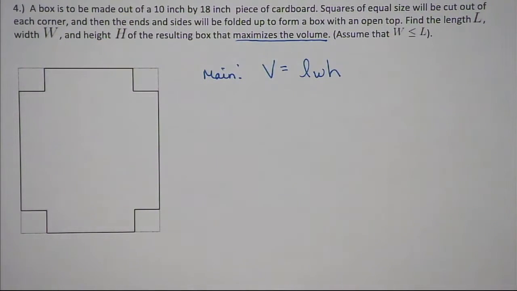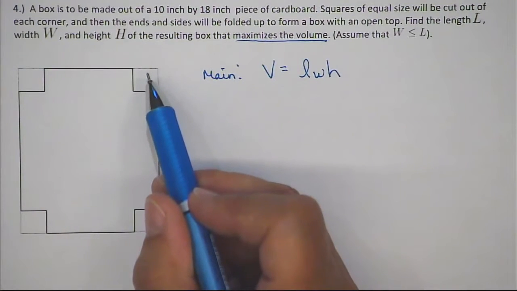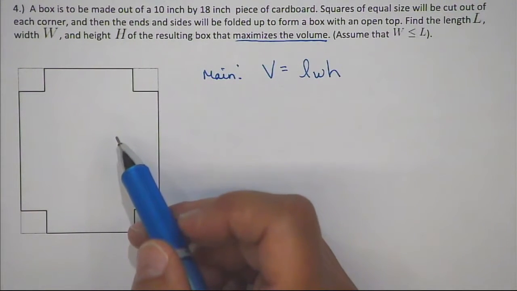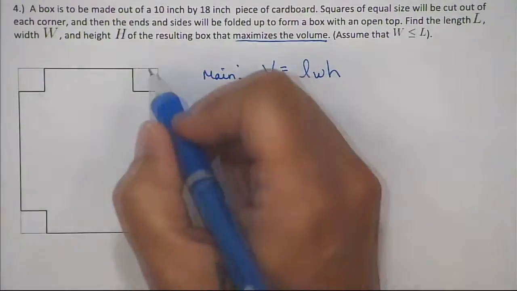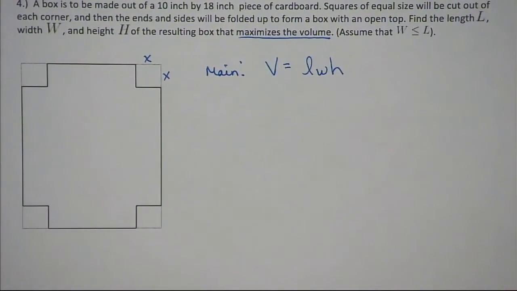Basically, we've got a piece of cardboard 10 inches by 18 inches, and we're going to cut a square out of each corner. We don't know how much we're going to cut out. We're trying to cut out the best size so that when I make a box, it has the maximum volume. It'll hold the most stuff. Since it's a square that I'm cutting out, and I don't know how much, we'll call those pieces X. Each of those little pieces is X.